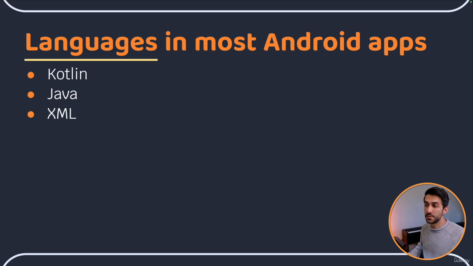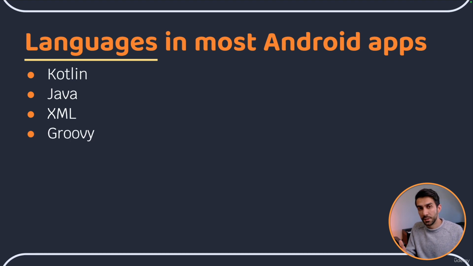And then we have XML, or Extensible Markup Language. This is used in layouts to basically define the UI of the screens and also to define resources like themes, colors, strings. Good to know that this is also partly being replaced by Kotlin. So layouts are no longer written in XML in modern apps at least.